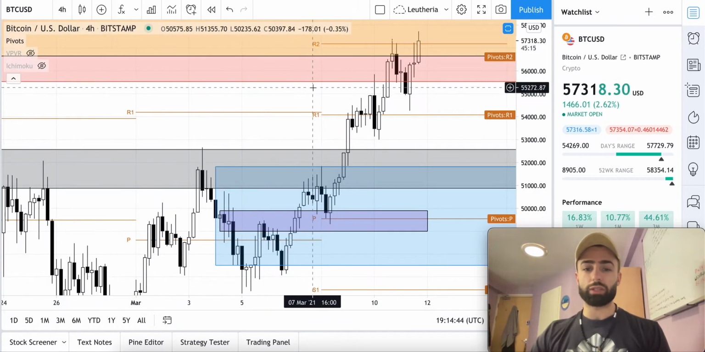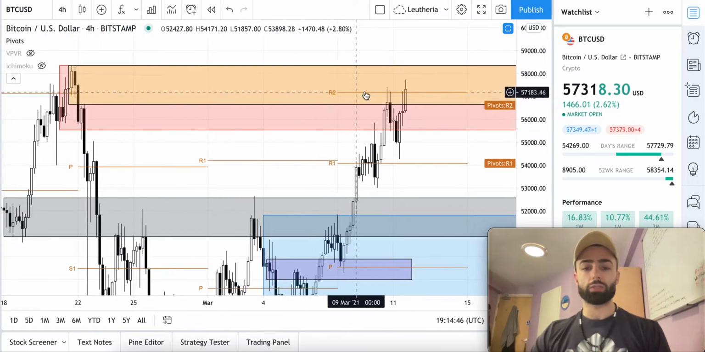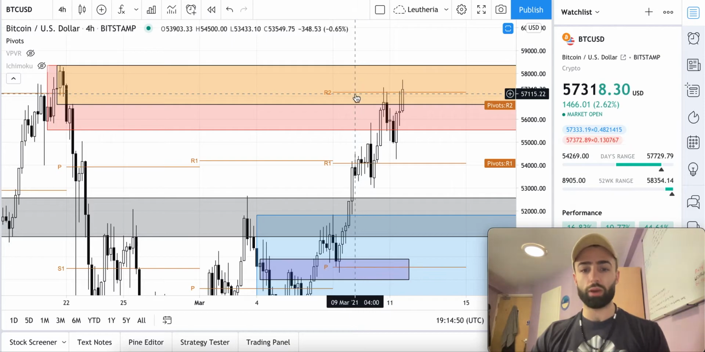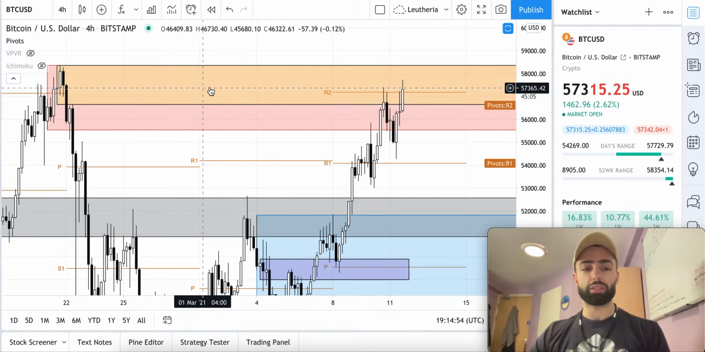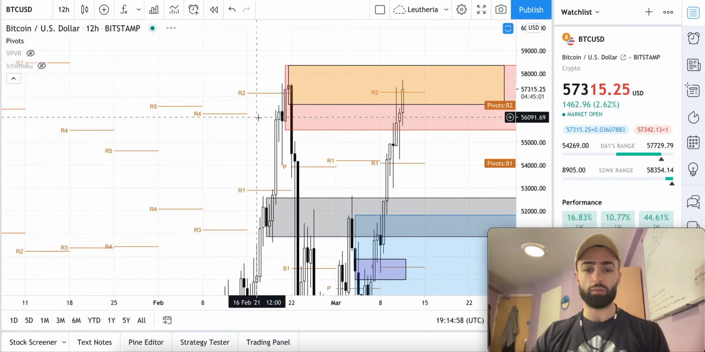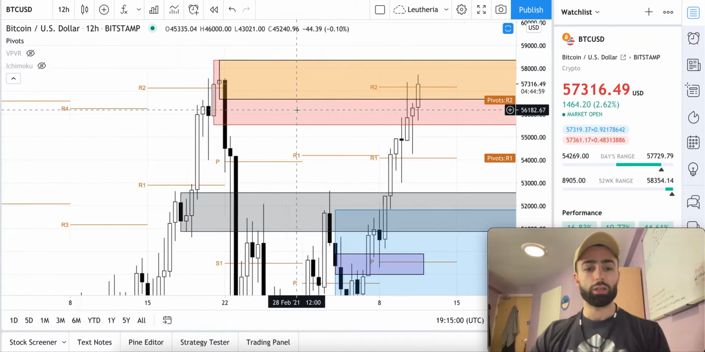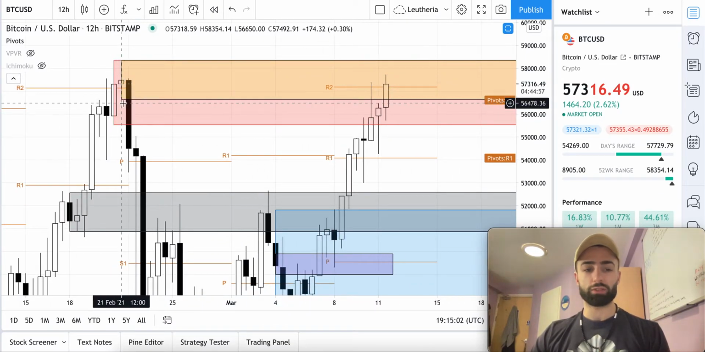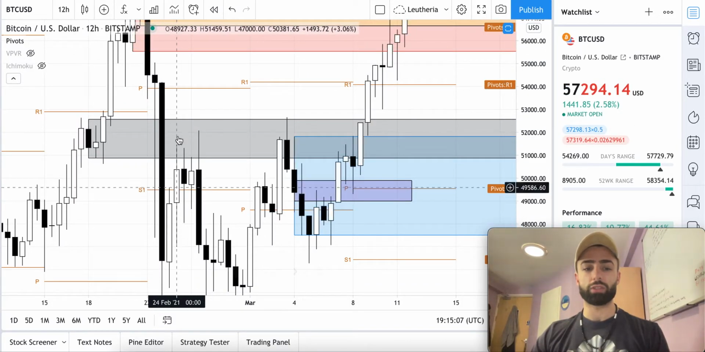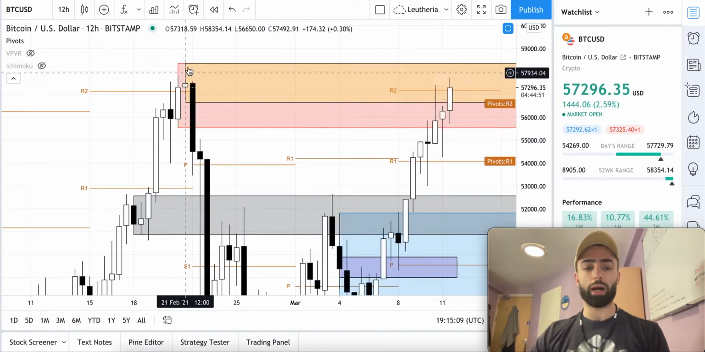But then you can see here once again, as we go into the R2 level, here we have a level that is consistent with, or confluent rather, whichever word you prefer, with this yellow resistance level. And this yellow resistance level is on the 12-hour time frame. So you can see on the 12-hour time frame, this is our last up candle before this down move that we saw right here, meaning people were buying up at this level.